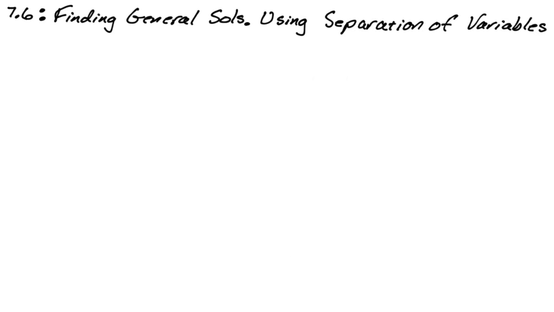So 7.6 is finding general solutions using separation of variables. To solve differential equations in Calc AB, you pretty much only know 2 ways, I'm going to say. Well, 3. Okay, there are a lot of ways, but one way is you look at the differential equation and you just know the answer. If you look at dy dx is equal to cosine of x, you're like, oh, y is equal to sine x, plus c. Don't forget your plus c's. Don't be that person.